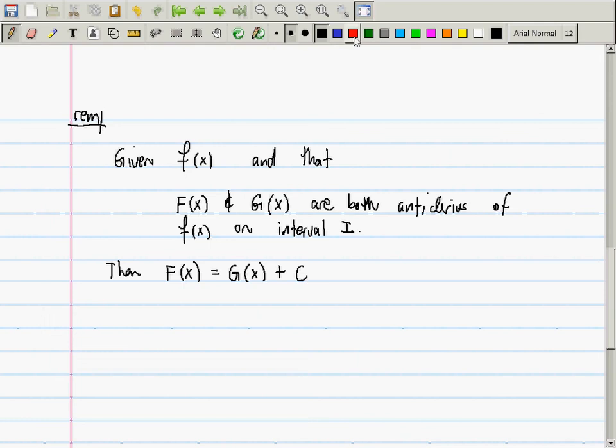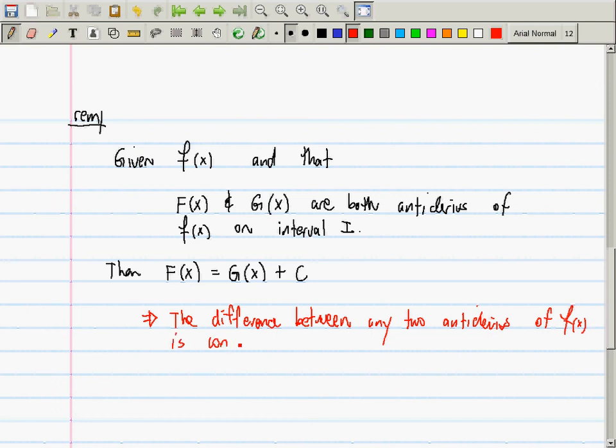And what this is saying is that, as a consequence, the thing that you need to take away from this is the difference between any two antiderivatives of little f is constant. All right, that's the takeaway message. Okay, so then let's show that this is true.